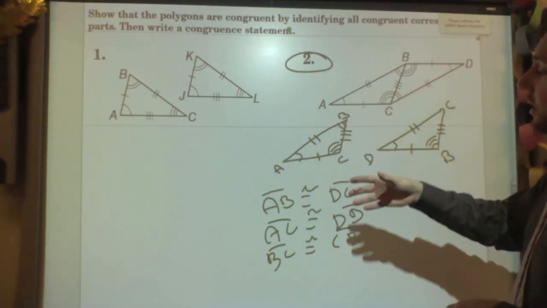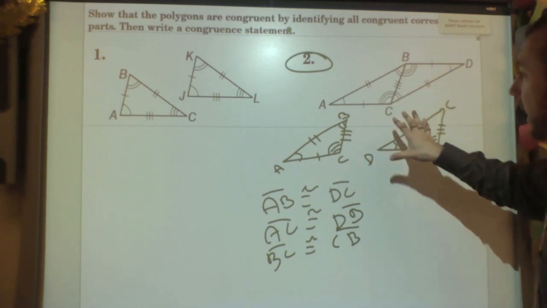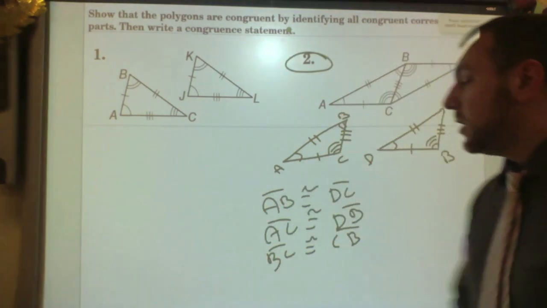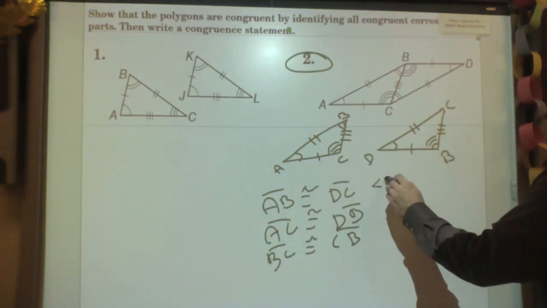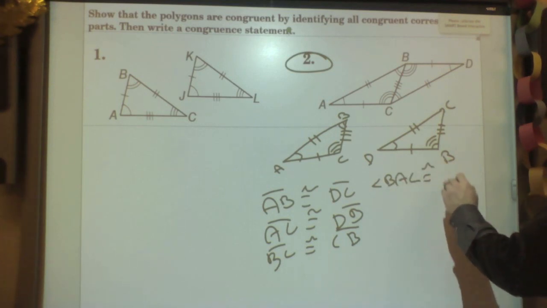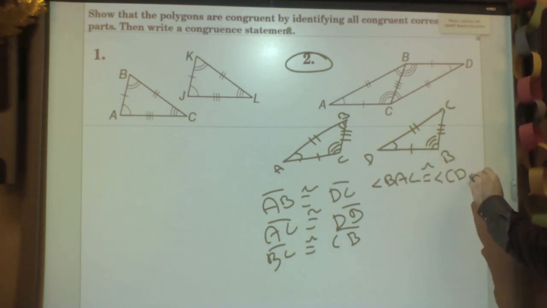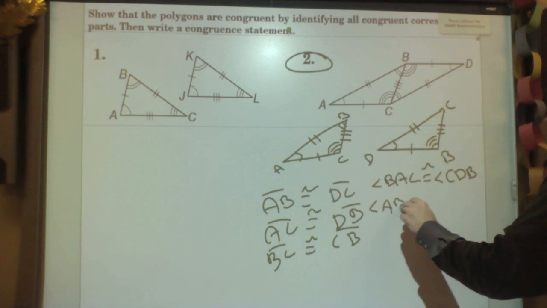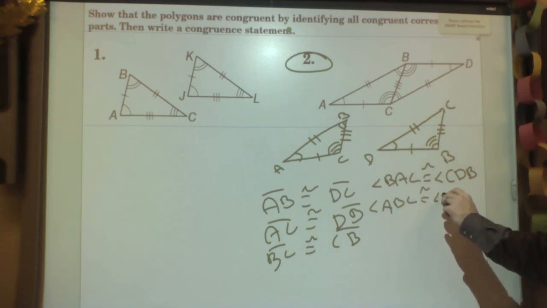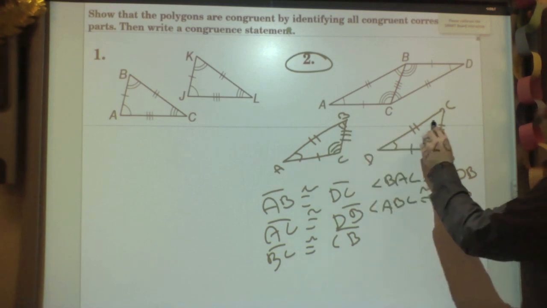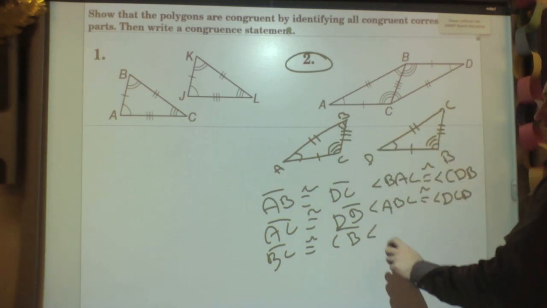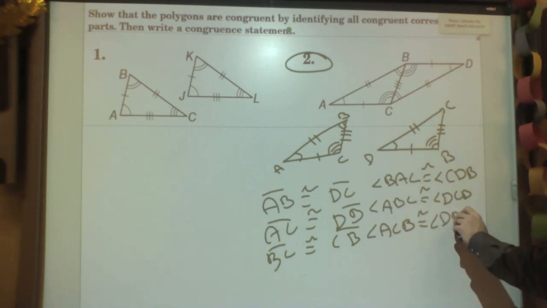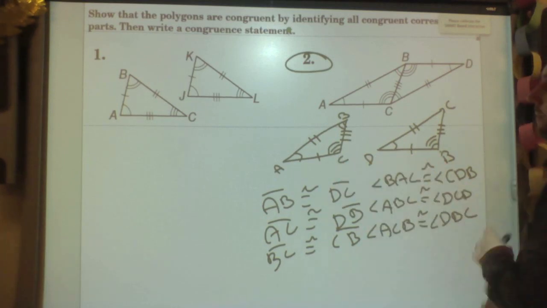So now I'm going to have to name the angles using 3 letters. Remember, when you're naming angles with 3 letters, the vertex goes in the middle. So angle BAC is congruent to angle CDB, the one arc there. Angle ABC is going to be congruent to angle DCB, this top angle here. And angle ACB is going to be congruent to angle DBC. The bottom angle is right there.